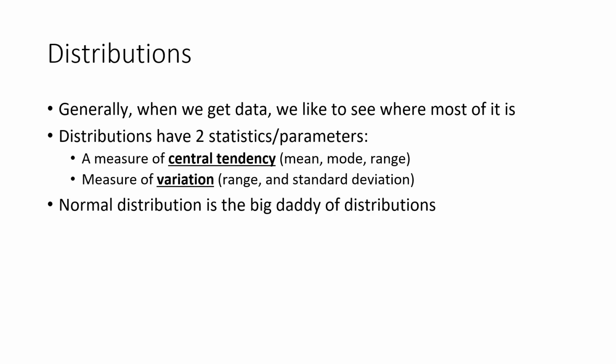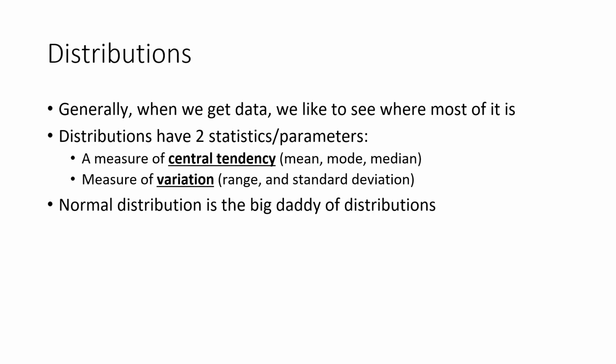So, data is generally distributed, and we'd like to see where it's distributed. We'd like to see where most data points would lie. And so these distributions will have two statistics, or they'll have two parameters if you're looking at the whole population. It will have a measure of central tendency, which is mean, mode, or median, and then a measure of variation, which is range or standard deviation.